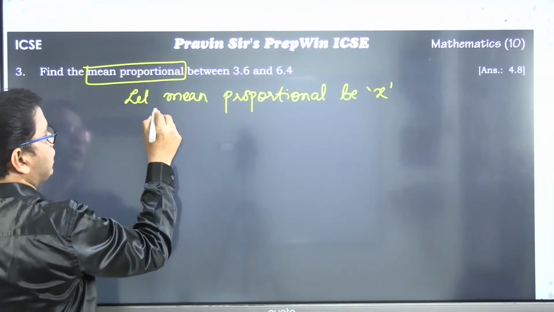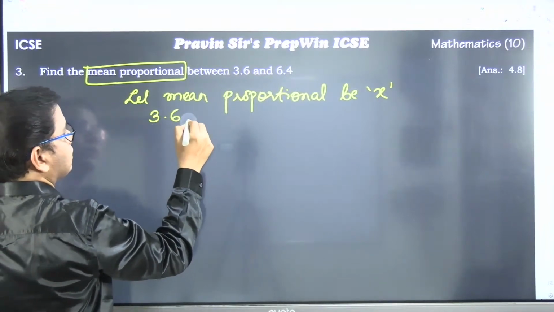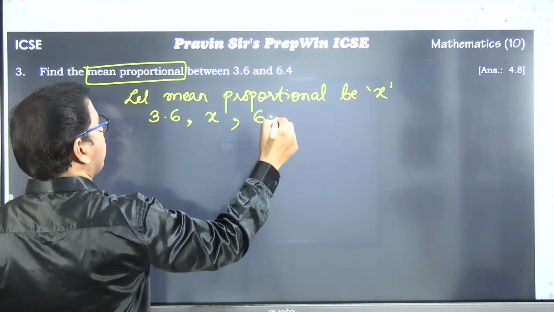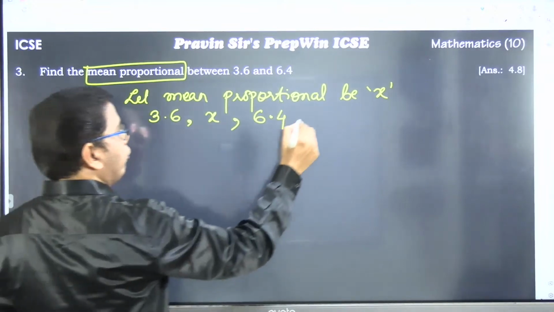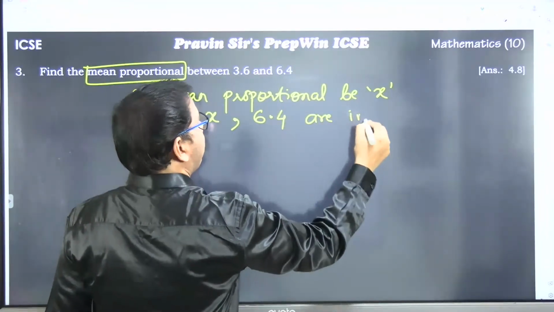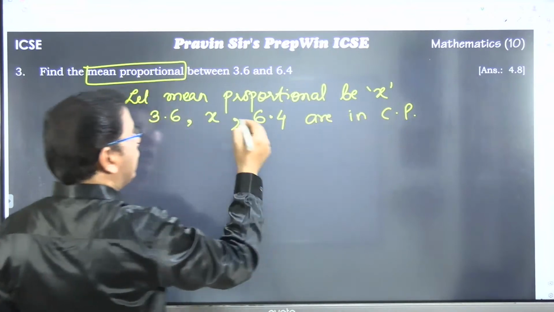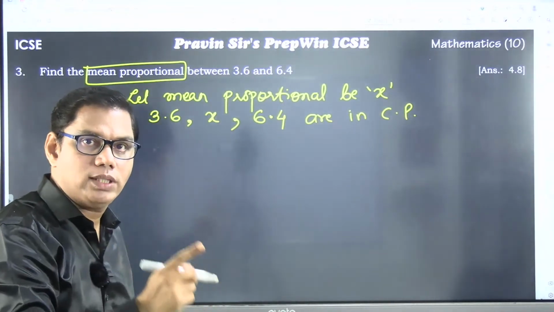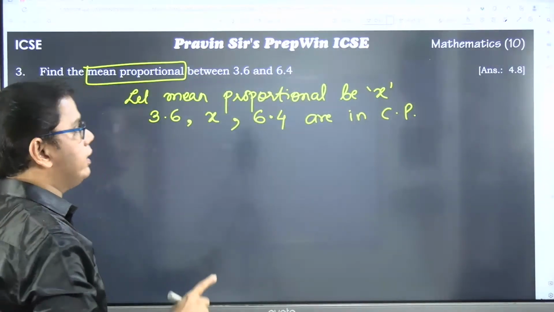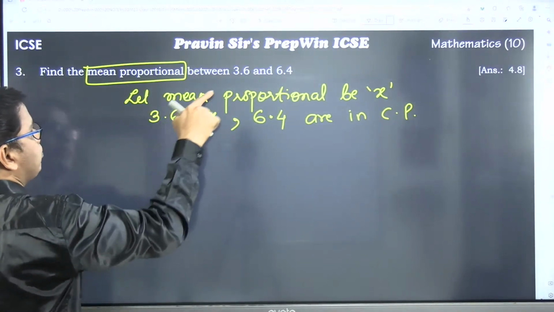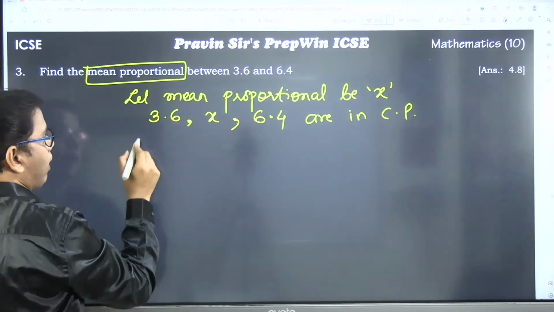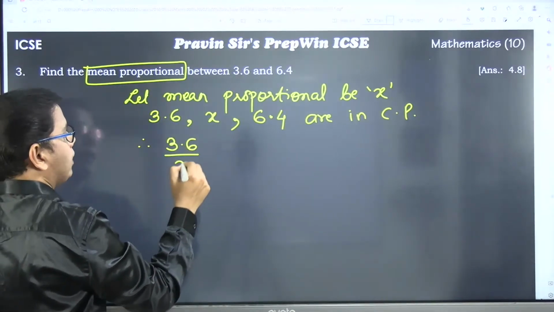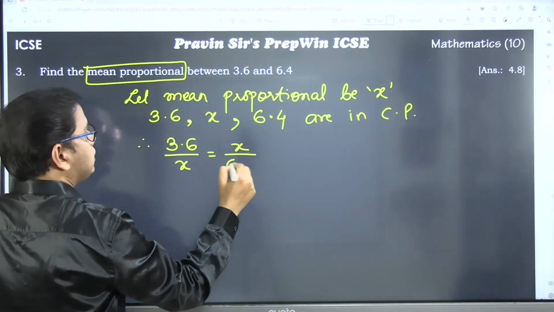So mean proportional: first term is 3.6, mean proportional is x and last term or third term is 6.4. They are in CP. How did I know they are in CP? Okay, continued proportion. Because I have to find out mean proportional. Mean proportional exists only when terms are in continued proportion. So my x is mean proportional between these two numbers, right? So how will I write an equation? 3.6 upon x is equal to x upon 6.4.